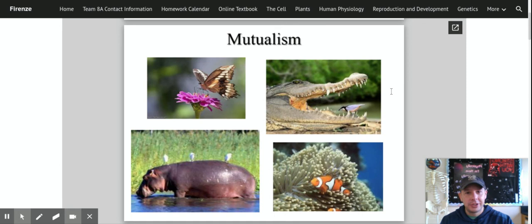The alligator with a bird inside of its mouth. Have no fear. They're both helping each other. The bird is kind of like a dentist. The bird is going in and cleaning the alligator's teeth. It's picking out all the scraps in order to make the alligator feel better.